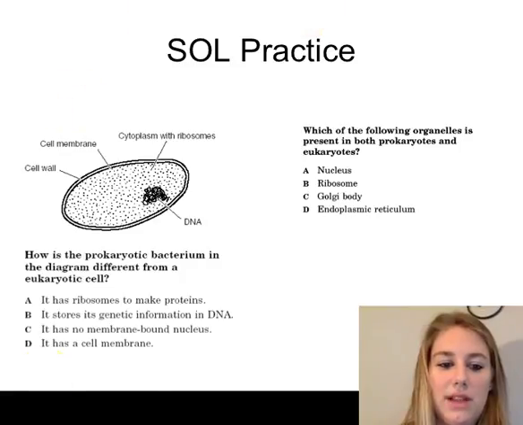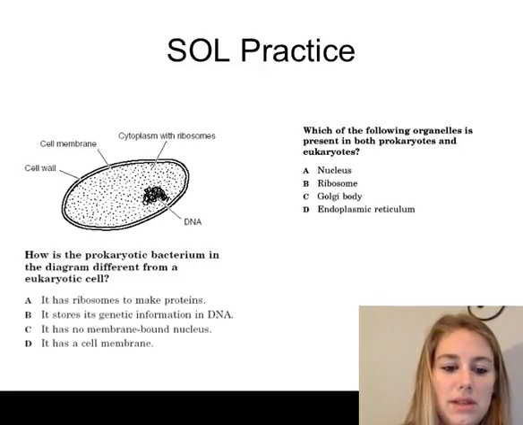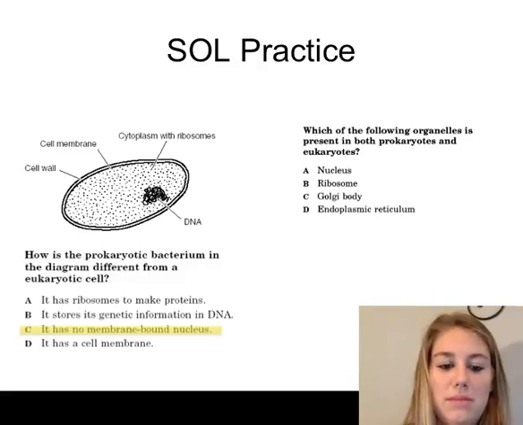So here's some SOL practice real quick. First, we'll start with the question on the left. How is the prokaryotic bacterium in the diagram different from eukaryotic cells? Well, first, since there is a diagram, you want to interpret what you see here. The answer is going to contain something about this image. So how are they different? Well, let's look at A. It has ribosomes to make proteins. It stores its genetic information in DNA. It has no membrane-bound nucleus. And it has a cell membrane. Well, pro means no, so they do not have a membrane-bound nucleus.